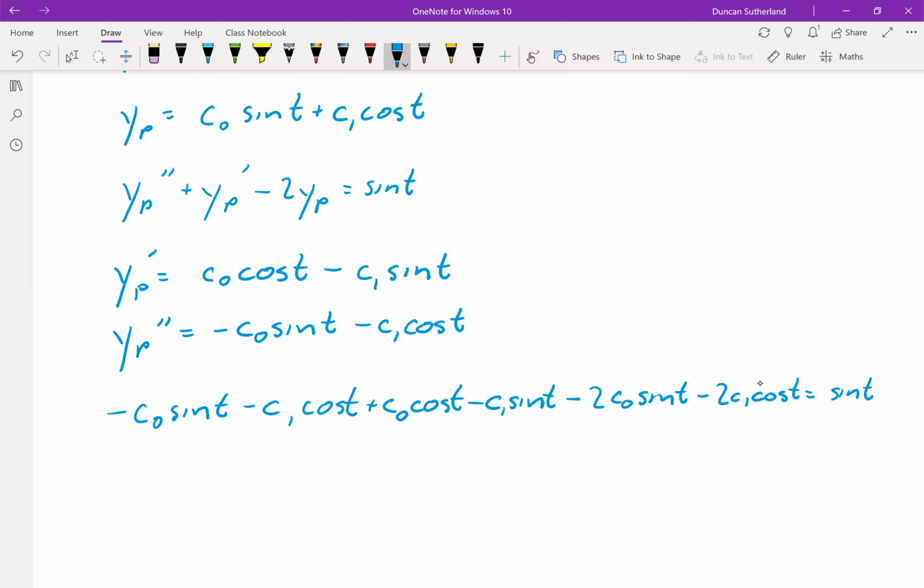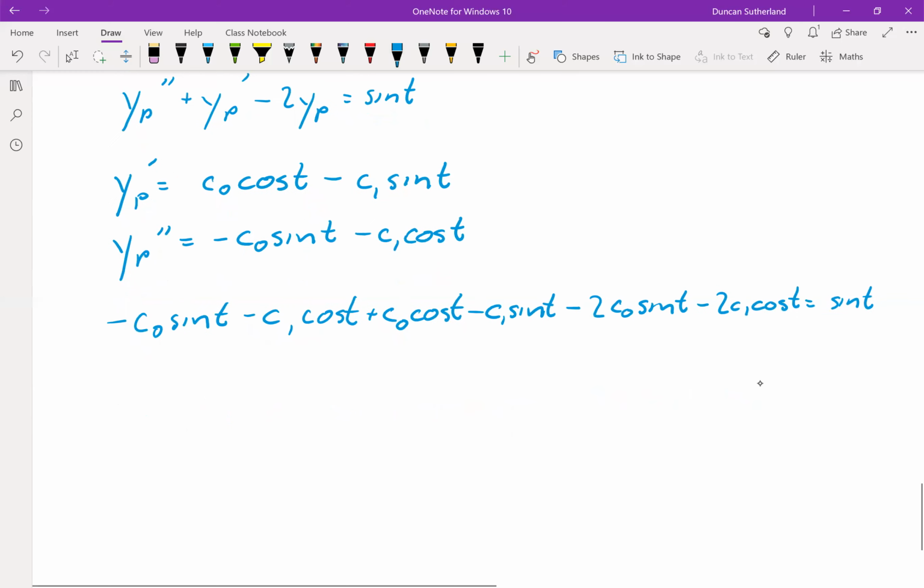All right, now we've got to group up the sine and cosine terms, and then again, like for polynomial right-hand sides, we've got to equate like terms. In this case, our like terms are our sine and our cosine terms. So let's just simplify this a bit first. Let's find all the sine terms. And all the cosine terms.